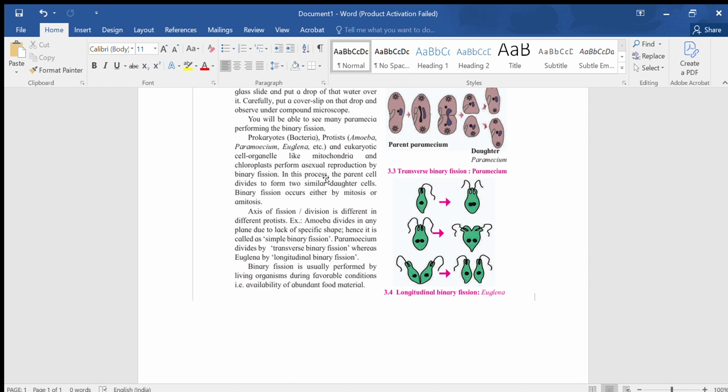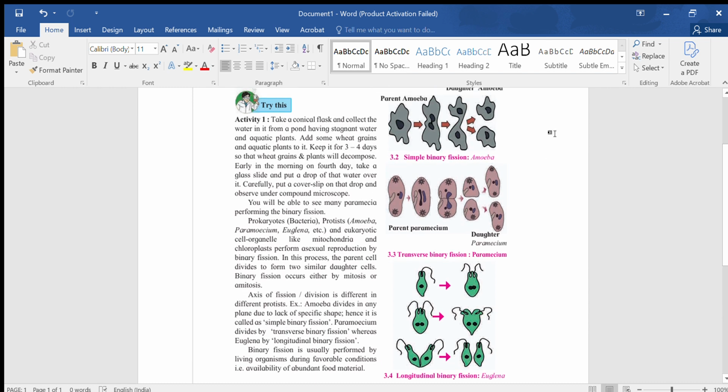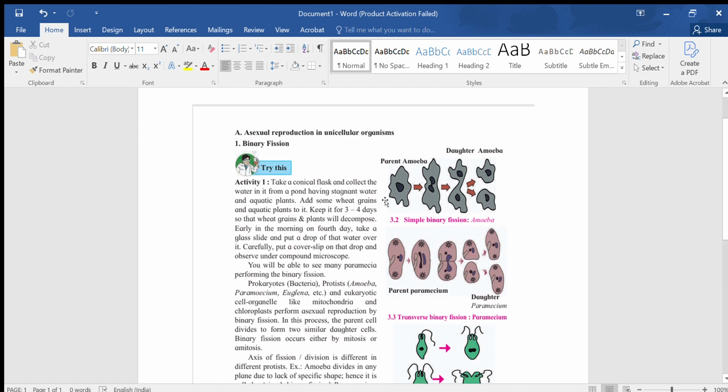Let me consider an example. As we can see here, this is the division of amoeba. That is simple binary fission. As we can see, there is a parent cell, the parent amoeba. They firstly divide their nucleus and then divide their outer shell, and then they reproduce into two different daughter amoeba.